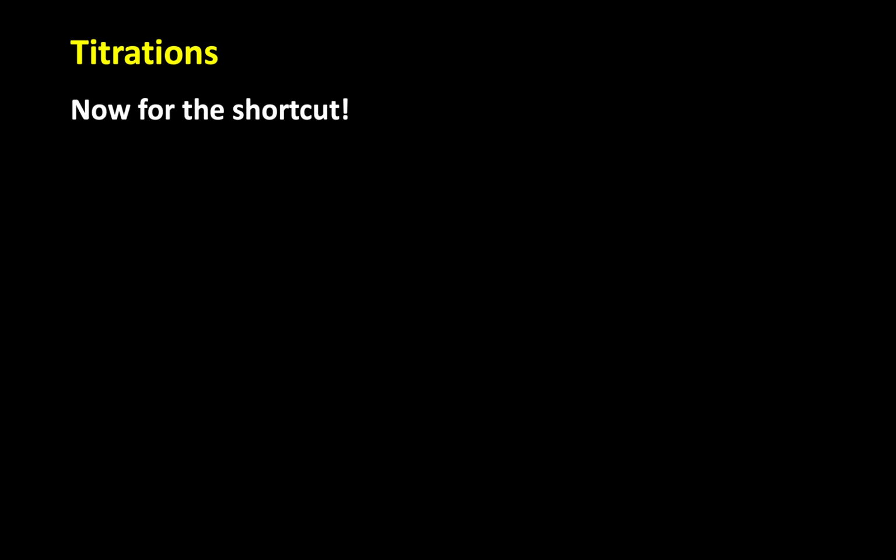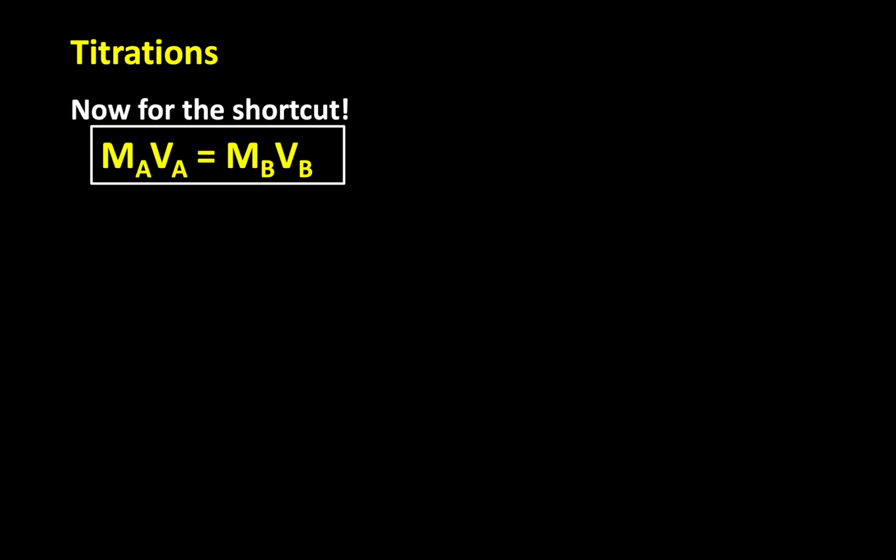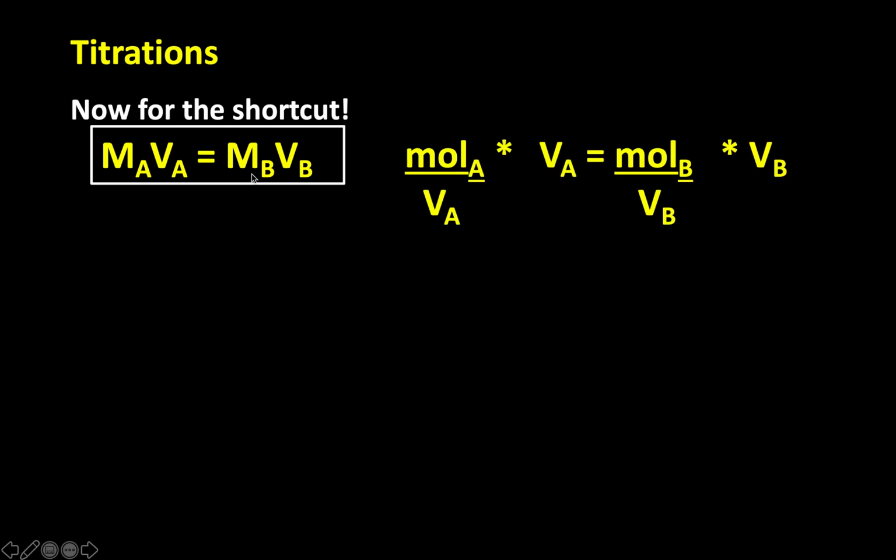Now, there's even a better shortcut because it's a 1-to-1 ratio. MA times VA equals MB times VB. When we multiply the molarity and the volume, we get moles. In other words, molarity is moles over volume. If we multiply the molarity times the volume, you can see that the volumes cancel out and we're left with moles. So in other words, this equation is showing moles of acid is equal to moles of base.